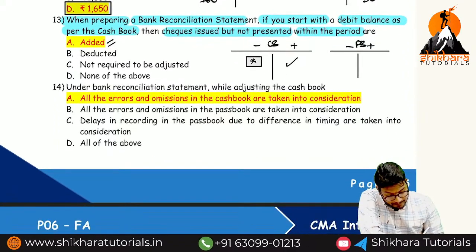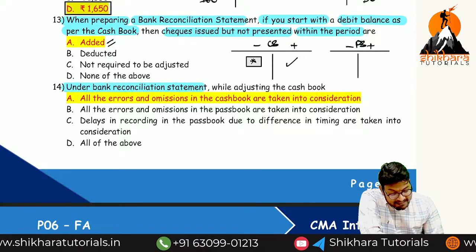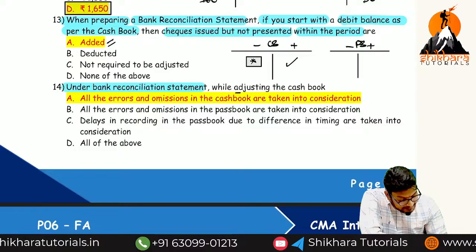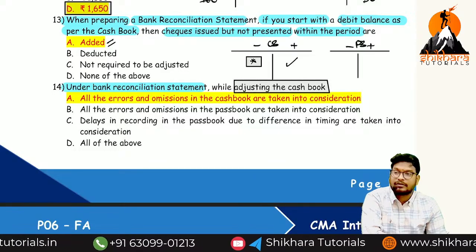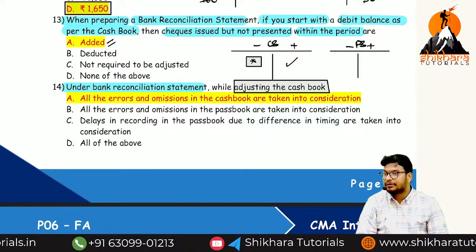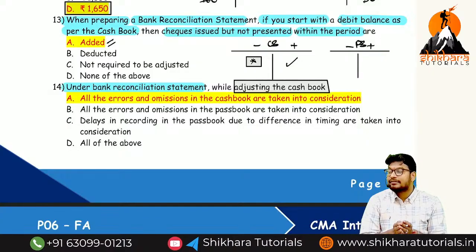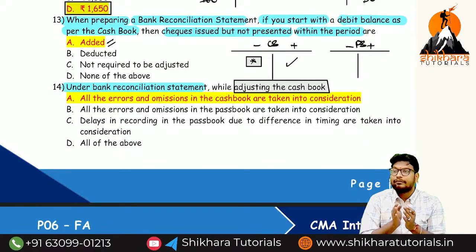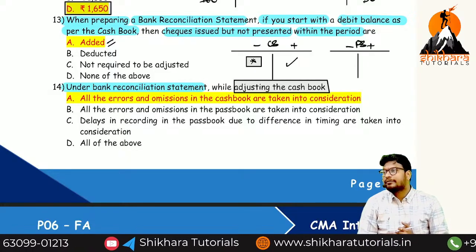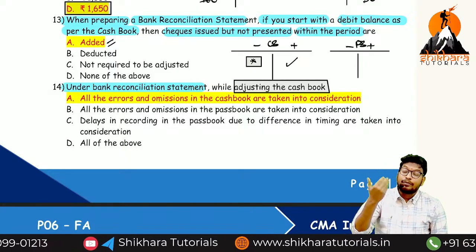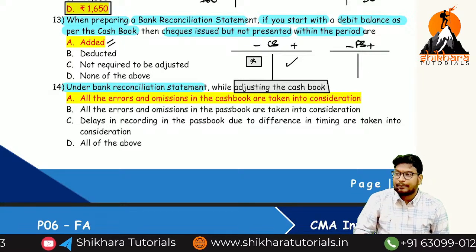Next one. Under bank reconciliation statement, while adjusting the cash book. Adjusting the cash book means nothing but this is called the adjusted cash book or amended cash book. What we are going to call it as amended. In the amended cash book, what transactions are we going to consider? We are rectifying the mistakes in the cash book. What is the starting point of the amended cash book? The closing balance of the cash book will be the opening balance of the amended cash book.